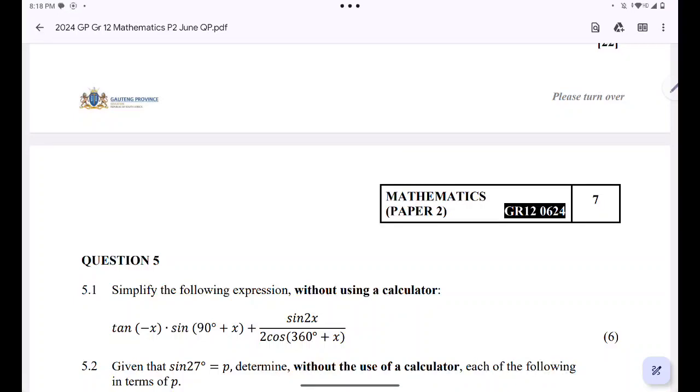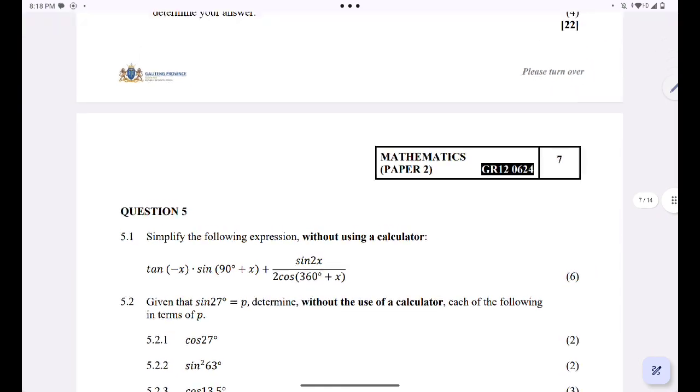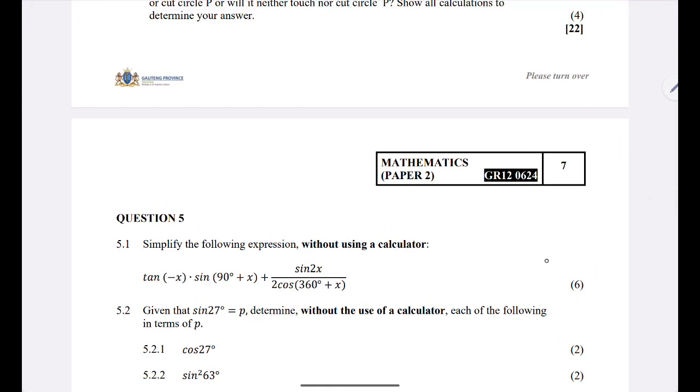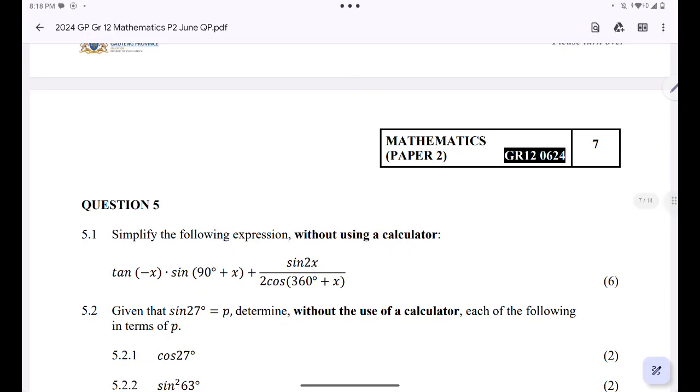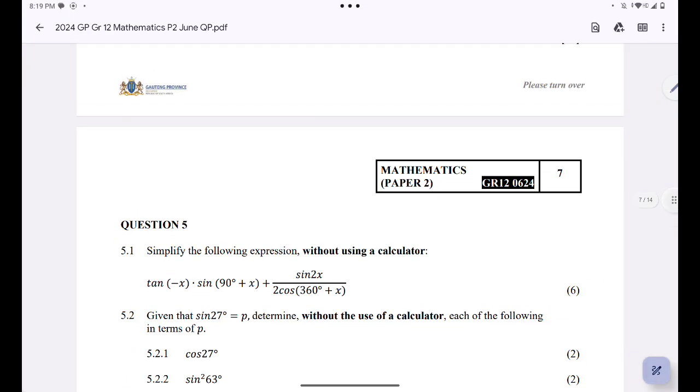Hi everyone, I'm still continuing with the Gauteng June Common Test, which was written in 2024. I do want to tell you guys that this question paper was interesting.